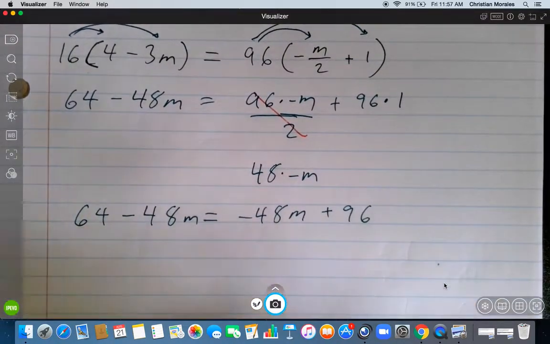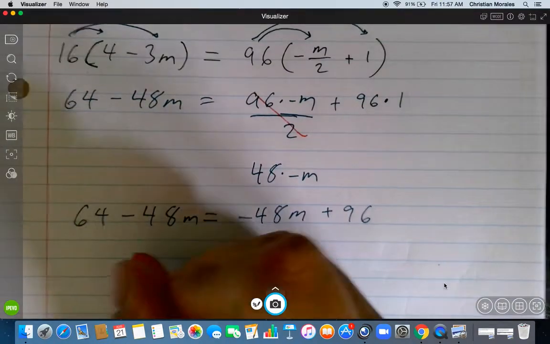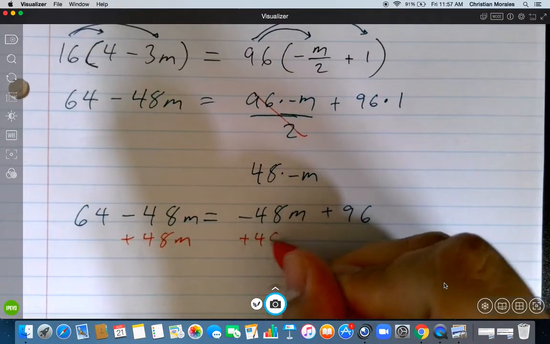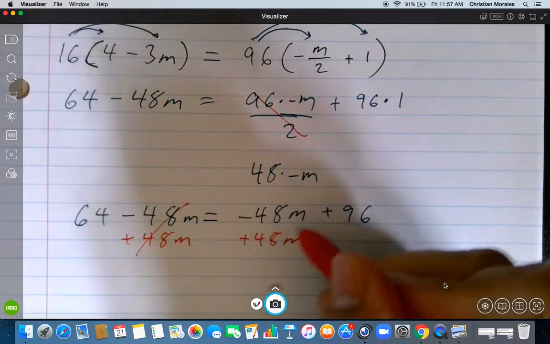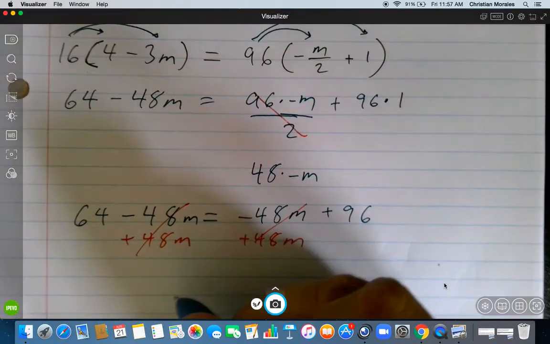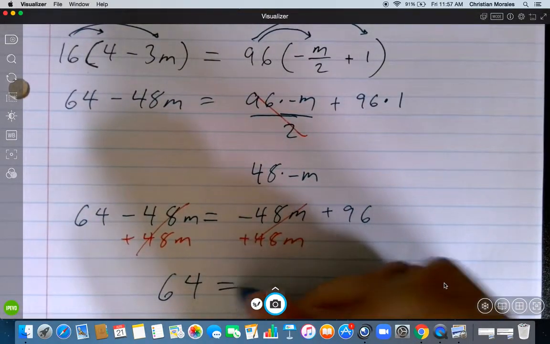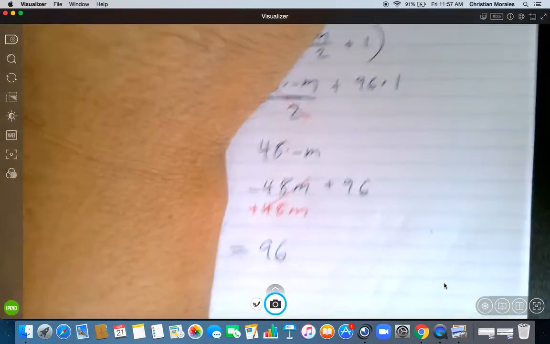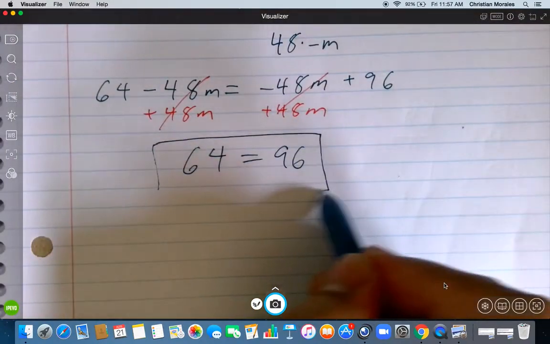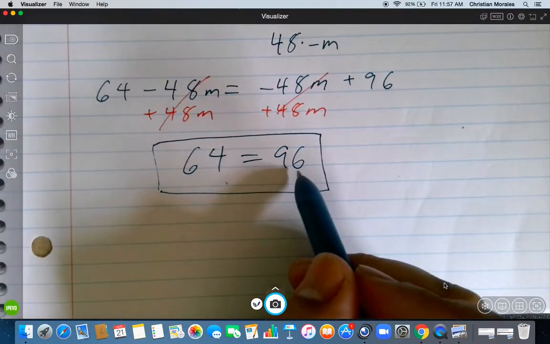And check this out. If you move this one to be with this m over here, again, they both cancel out. But this is important. You get this statement. 64 is equal to 96.